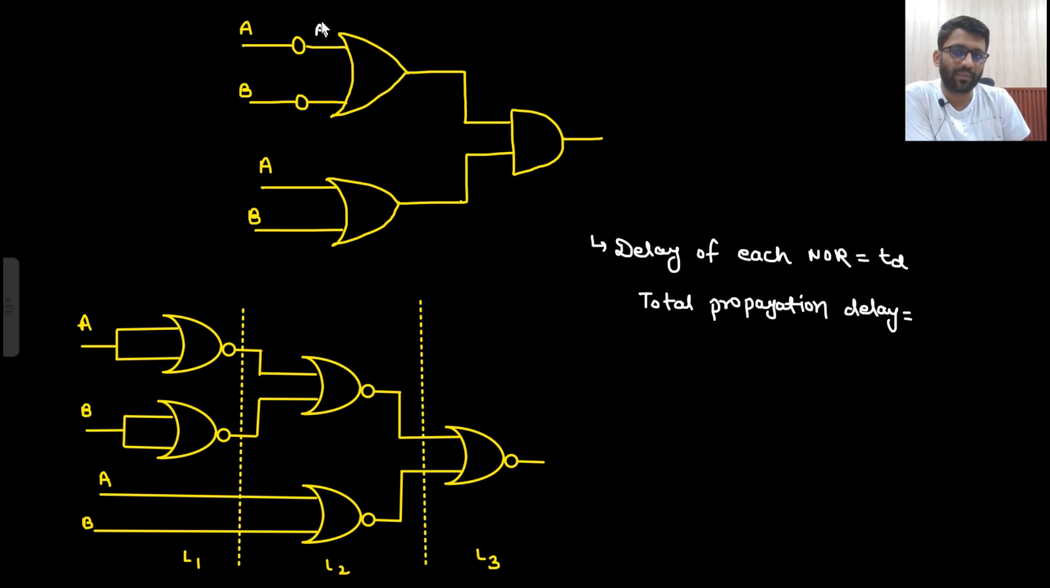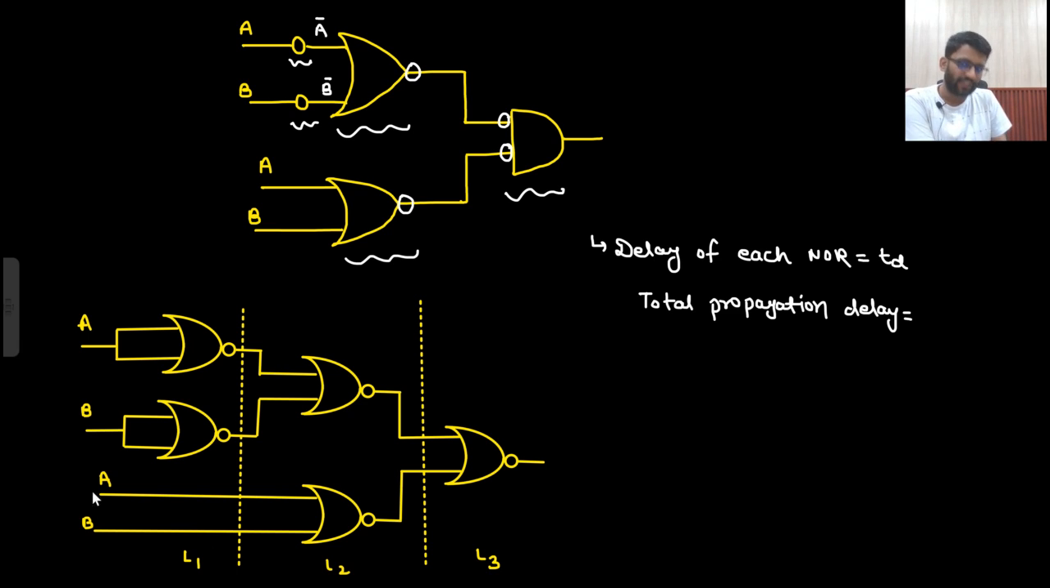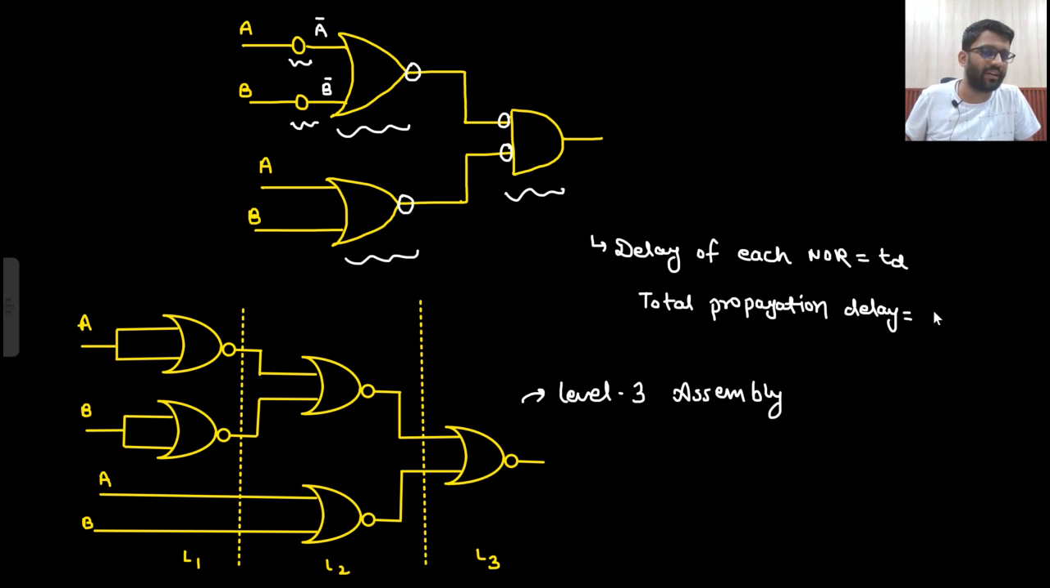So this is your A bar, B bar. So A bar plus B bar, A plus B, and then multiplication. If you introduce one NOT gate here, then you have to introduce one NOT gate here as well and one NOT gate here as well. So this will take 1, 2, 3, 4 and 5. So answer is 5. So this will be the structure. A bar, B bar. So this is level 3 assembly. If this is taking TPD delay, then how much delay will this take? Because this is 1 level, 2 level, 3 level, so 3 TPD delay it will take.